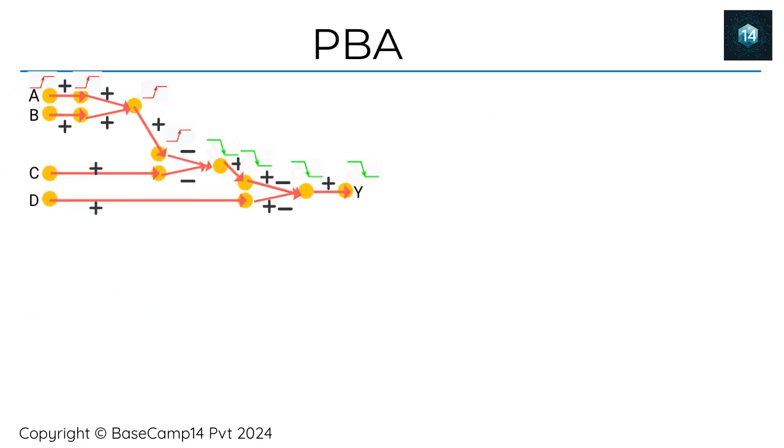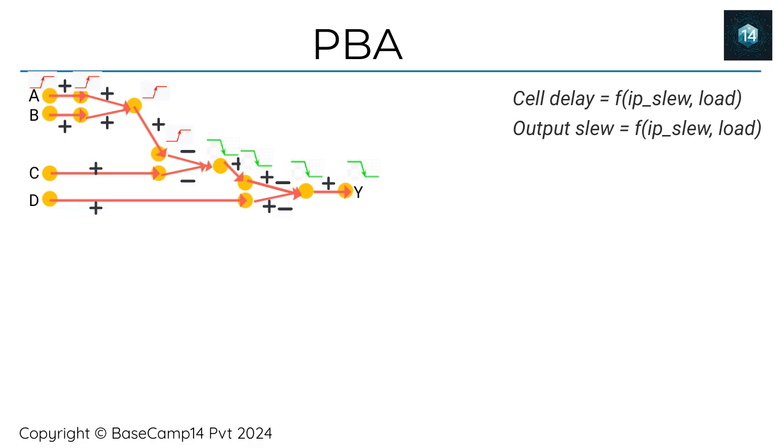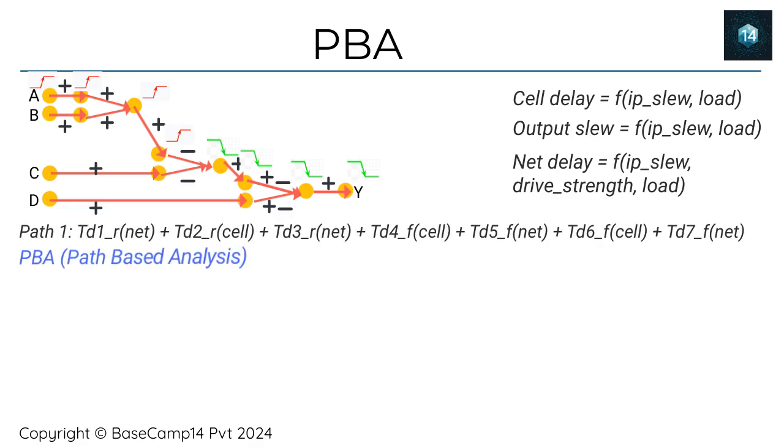Cell delay is a function of input slew and load. Output slew is a function of input slew and load. Net delay is a function of drive strength, input slew and load.